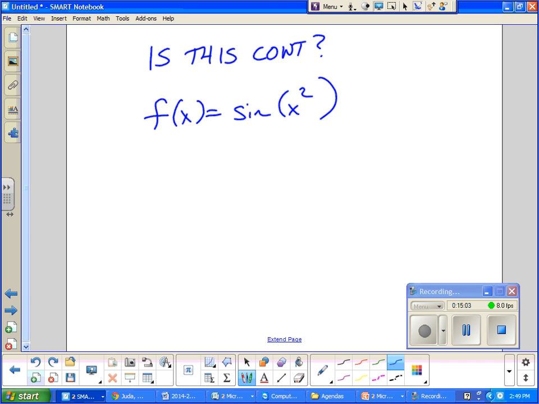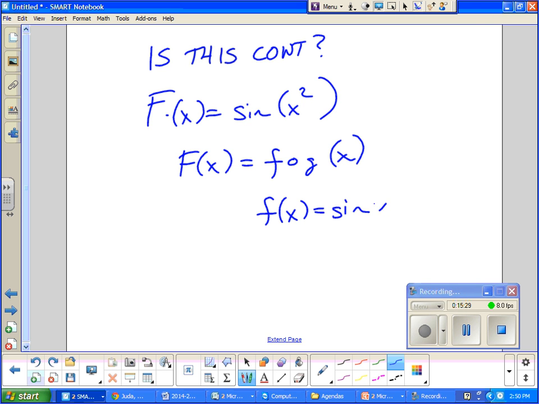It's something completely different. So again, I want you to think of composite functions, right? When I look at this, maybe I'll call this capital F, so that we can make a statement like this. Capital F of x is equal to f of g of x. You guys agree? In this case, f of x is equal to sine x, g of x is equal to x squared.